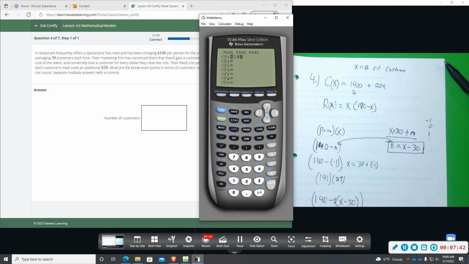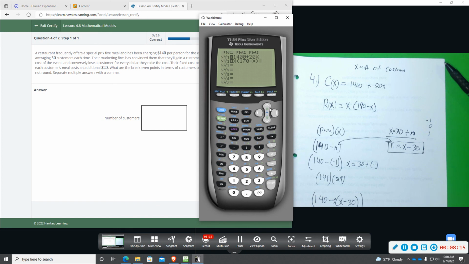So 1400, use the keypad, plus 20, and then I have to use the calculator to get X. So X right here next to the alpha key. All right, then I'm going to arrow down. I'm going to put my revenue equation. So X, and then parentheses 170, and then minus X. And then close parentheses. All right, so I'm going to graph.